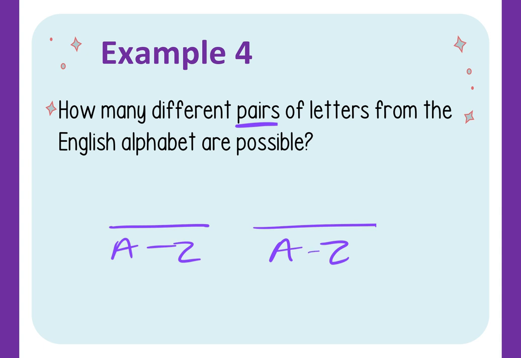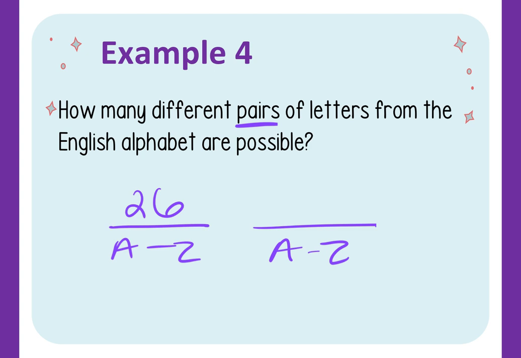It says how many different pairs of letters, okay? So the first one is any of those 26 letters, right? So there we just said there's 26 letters here. Is AB and AA, are they different? Those are different pairs, right? So the wording on here is tricky because it says different pairs. It doesn't mean that the letter can't repeat. It just means the pair itself cannot repeat, okay?